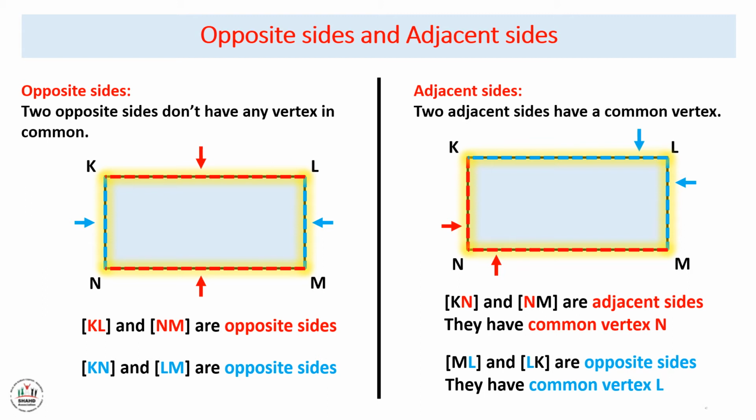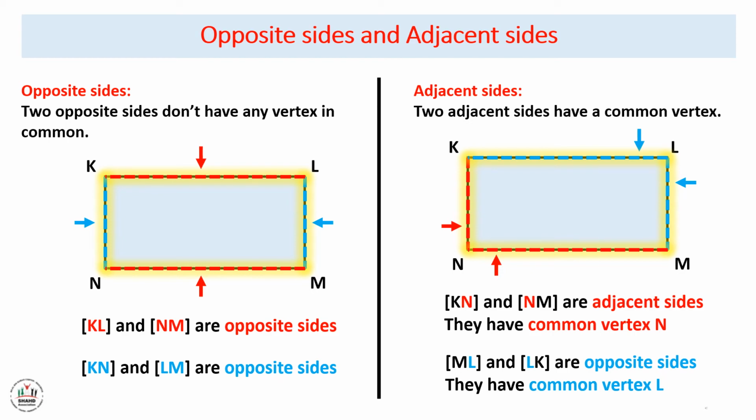ML and LK are opposite sides. Why do we consider them opposite sides? Because they have common vertex L. So ML and LK are opposite sides because they have common vertex L. Okay, we understood what adjacent sides means. Two adjacent sides have a common vertex, while two opposite sides don't have any vertex in common, the opposite of each other. Adjacent sides have a common vertex, opposite sides have no common vertex. Any question about opposite sides and adjacent sides?